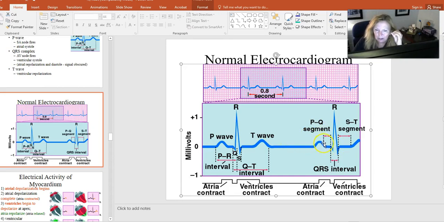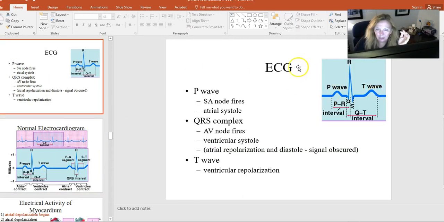SA node firing, atria contracting, AV node getting the signal, ventricles starting to contract, and then repolarization, it's called, or relaxation of that ventricle, and then another refractory period. So this is what's happening during one cycle. This slide is the slide that really shows it.